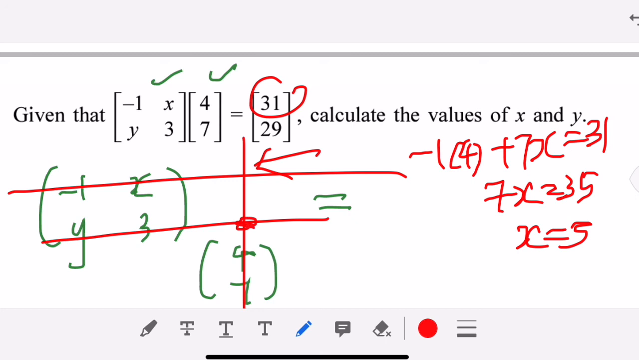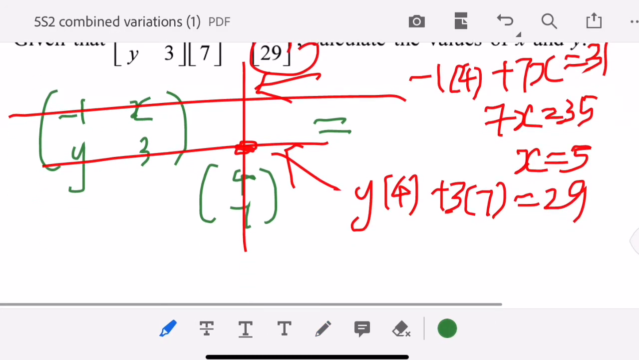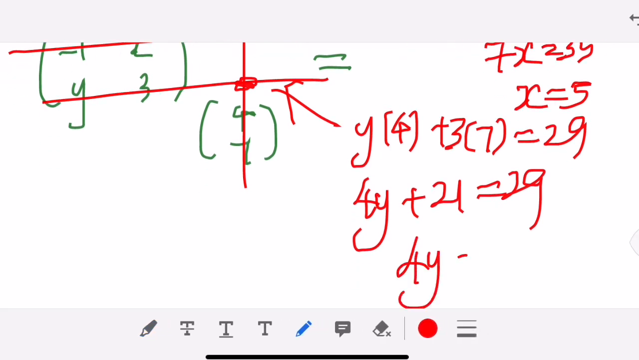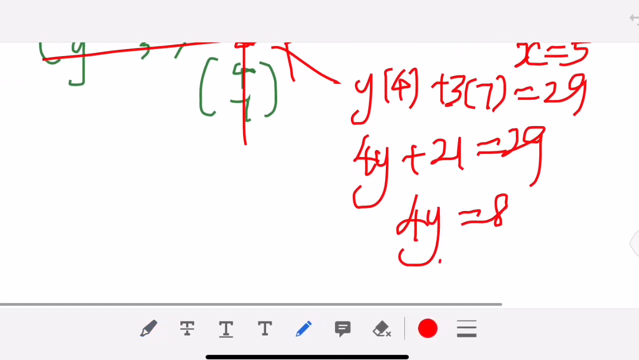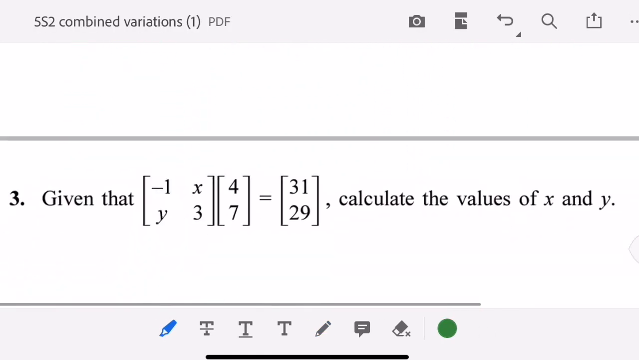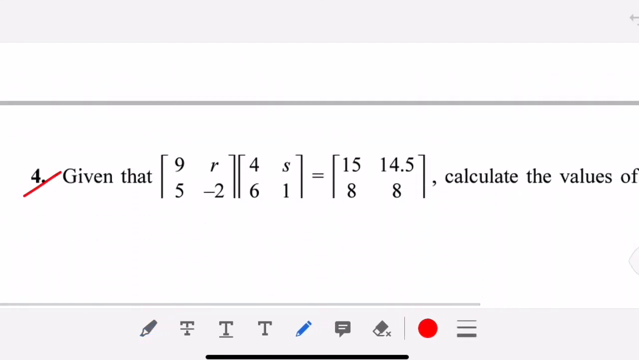And then for this one, you take y times 4 plus 3 times 7 equal to 29. So the answer is 4y plus 21 equals 29. So 4y equals 8, so y is equal to 2, right? So that means x equals 5 and y equals 2. That is how you solve the matrix. Okay, so the rest you try on your own for number 4.